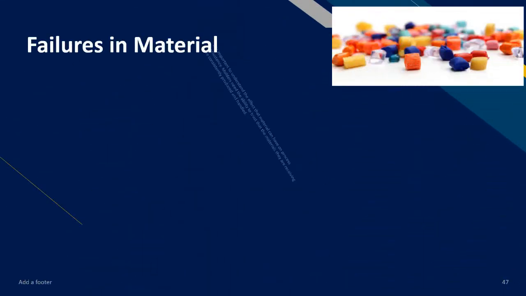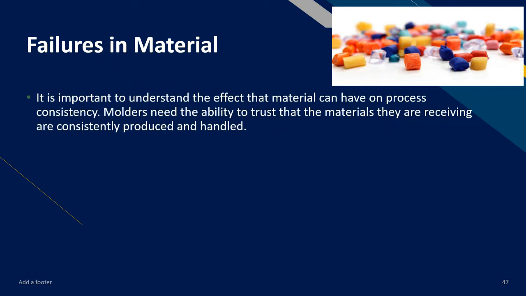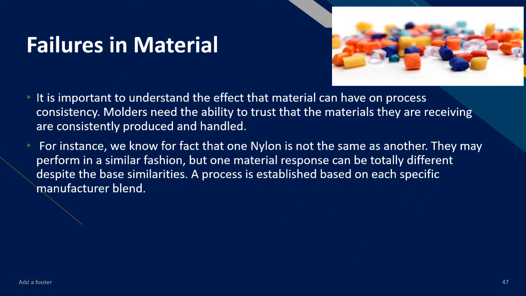So in terms of failures of material, it's important to understand the effect that material can have on process consistency. Molders need the ability to trust that the materials they are receiving are consistently produced and handled. For instance, we know for a fact that one nylon is not the same as another. They may perform in a similar fashion, but one material response can be totally different despite the base similarities. A process is established based on each specific manufacturer blend.